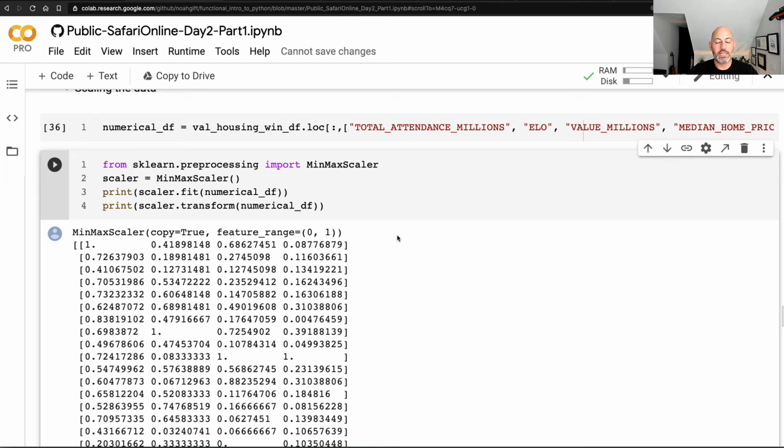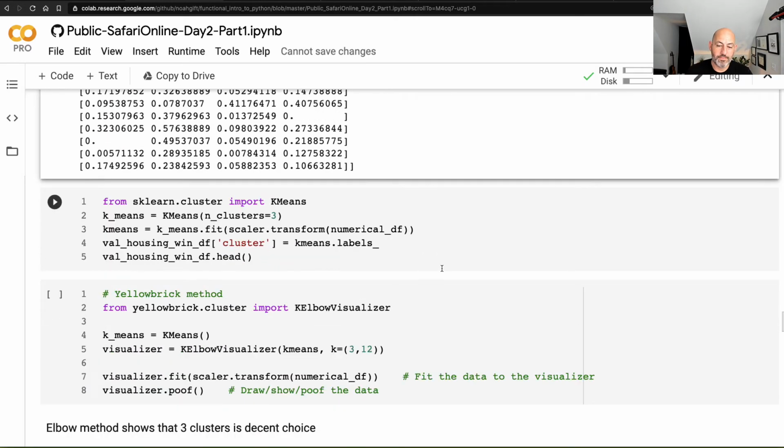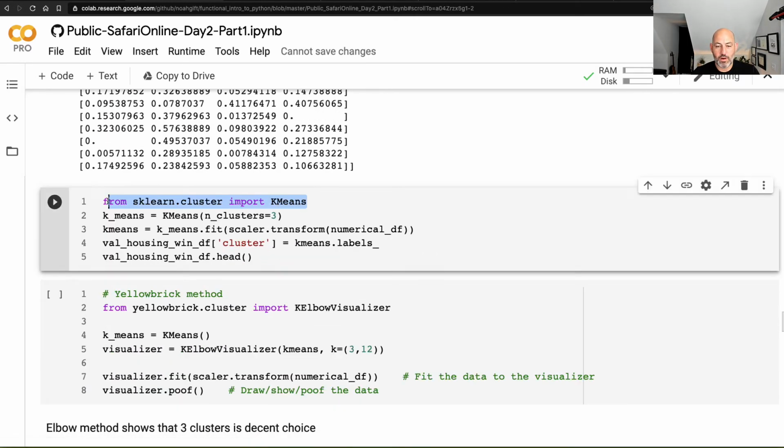And so all this does is take those values and put them all between 0 and 1. And so that's necessary in order to do the clustering. And then next, you would import, say from scikit-learn.cluster, import k-means, and then assign some number of clusters, and then fit that to a variable. And then if you want to, you can also put that onto the data frame. That's what I typically do.